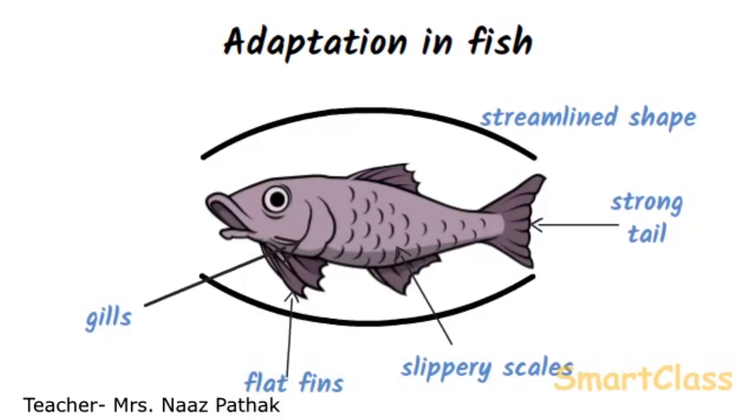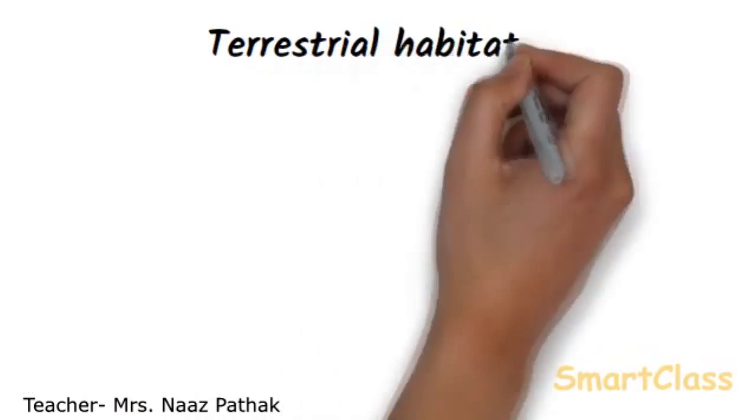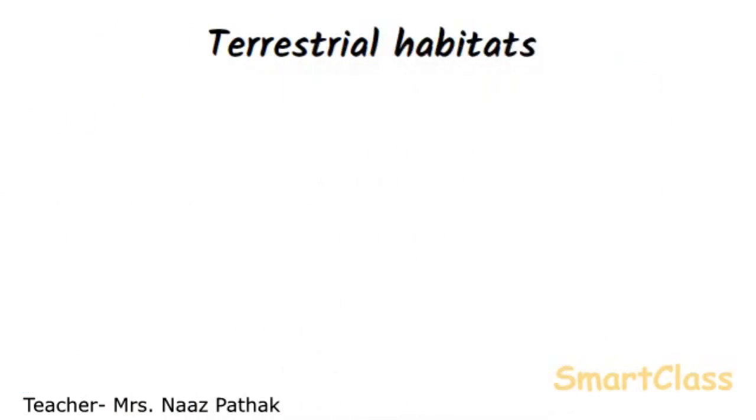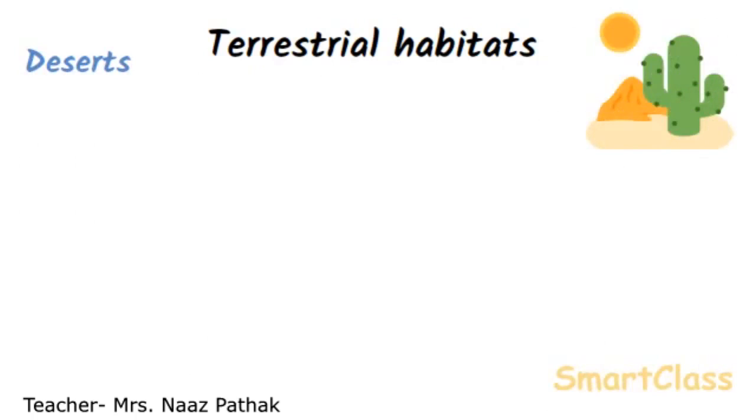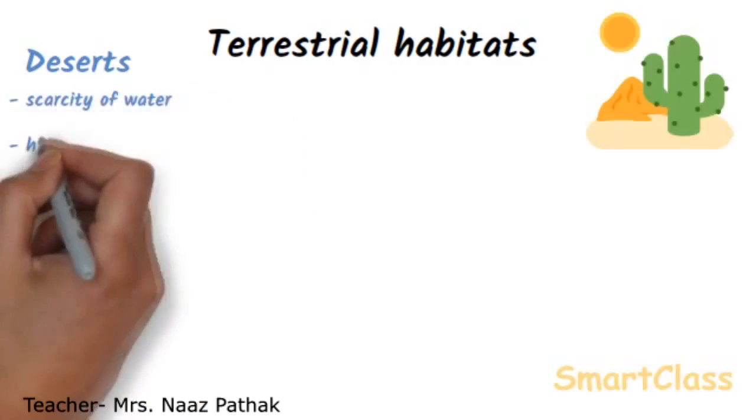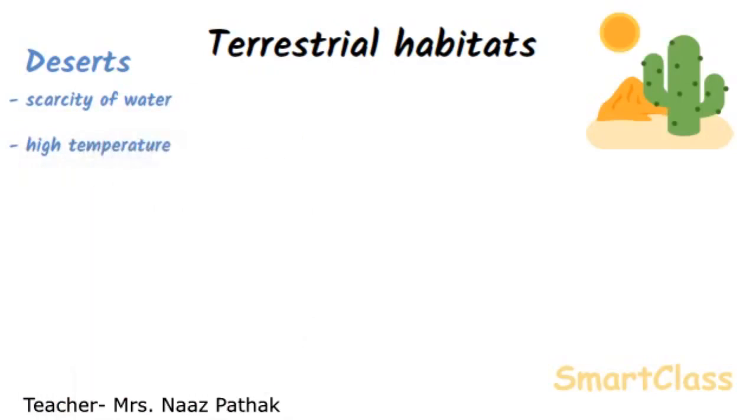Let us now understand terrestrial habitat. Some of the terrestrial habitats are desert, mountain ranges and forests. Deserts: a waterless area of land covered with sand and having little or no vegetation is called a desert. The dominant factors in a desert are scarcity of water and high temperature. In such habitats, the plants and animals have to protect themselves from excessive loss of water and too much heat. We have studied the adaptation of camel.